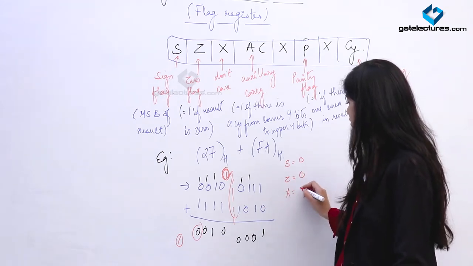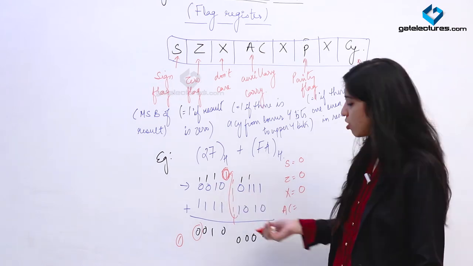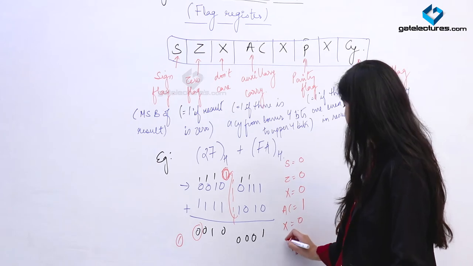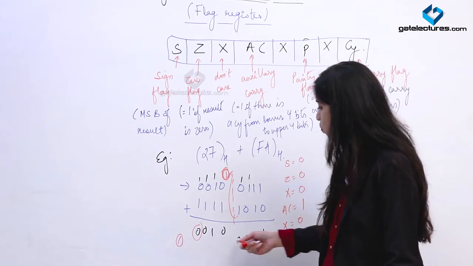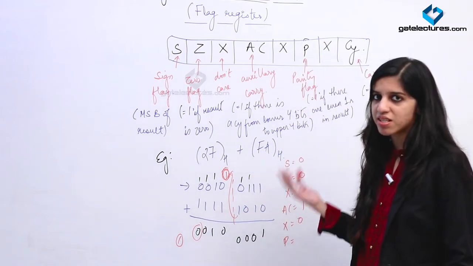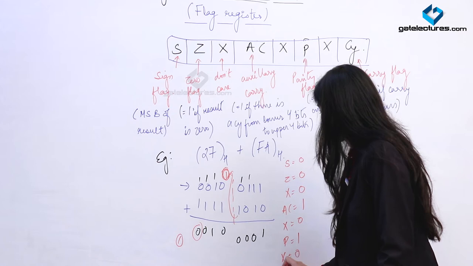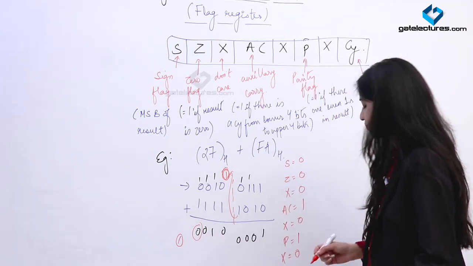Then we have don't care. We take it as 0. Auxiliary carry has occurred, so the auxiliary carry flag is going to be 1. Again we have don't care. Then we have parity. We are going to count the number of 1s in the result. The number of 1s in the result is 2, which means even parity. So the parity flag is going to be 1. Again we have don't care. And since carry has occurred, this flag is going to be 1.